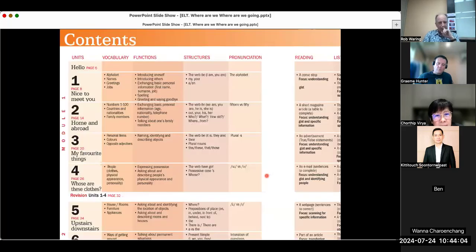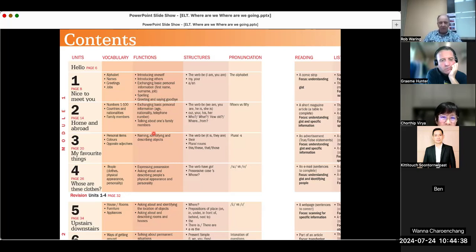And let's look at that design. So the design here is, think about this at the sort of macro level. We have different units. Here we've got 5 units. This is the contents page. Nice greetings, something to do with home, something to do with favorites. It's about clothes. This is about upstairs, downstairs. So new topic, new topic, new topic, new topic, new topic. We also have new vocabulary, new functions, new structures, new pronunciation, new reading, new listening. And if you think about a course book that you use, the contents page probably looks like this.